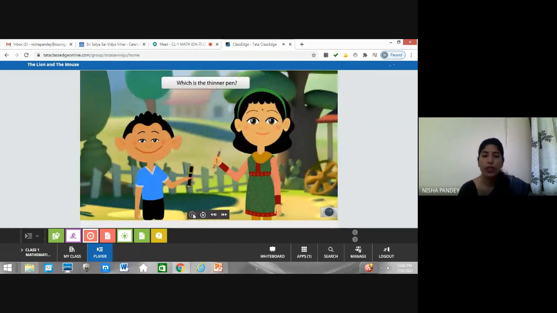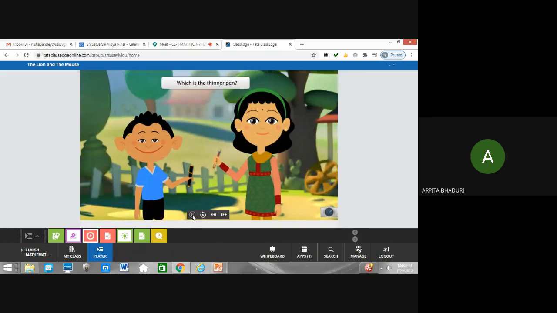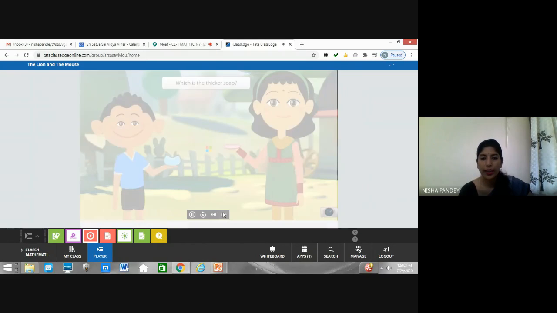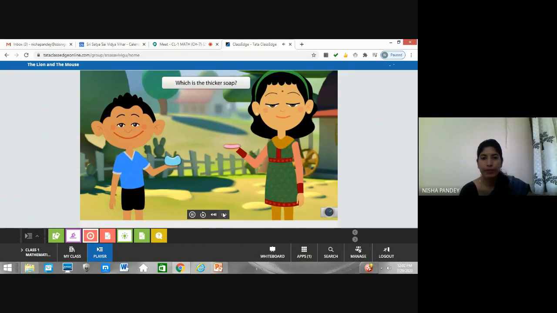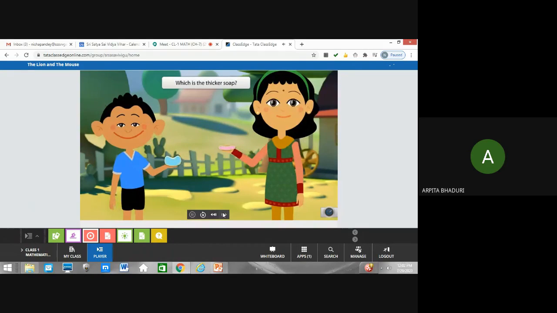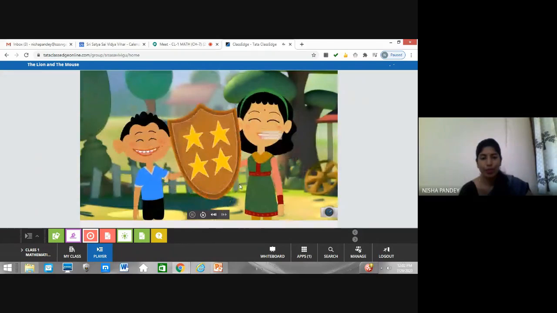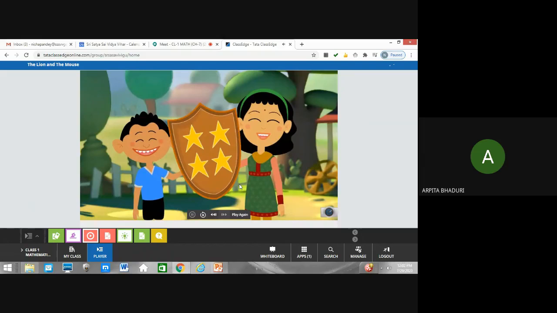Thinner pen. Tell me the thinner pen. Ma'am, Aisha is having the thinner pen. That's right. I'm holding the thinner pen. Correct, children. Which is the thicker soap? Click the thicker soap. So tell me. Ma'am, Pasha is having the thicker soap. Very good. That's correct. I'm holding the thicker soap. So you got the star. Very good. Thank you. We have given all the answers correctly.